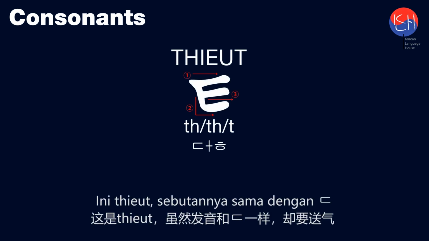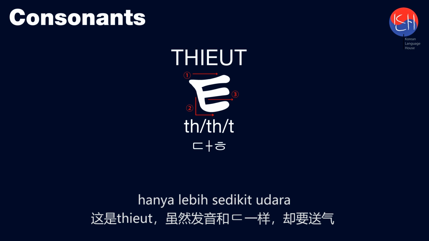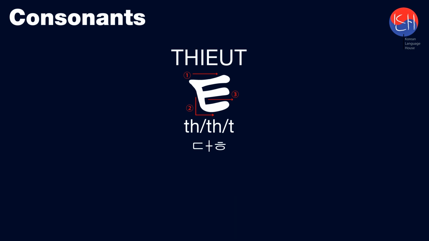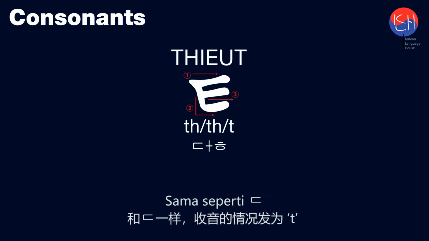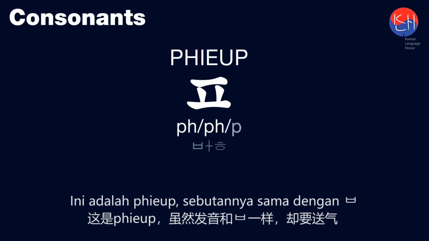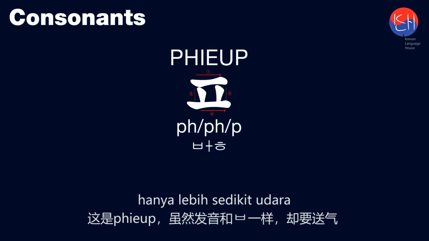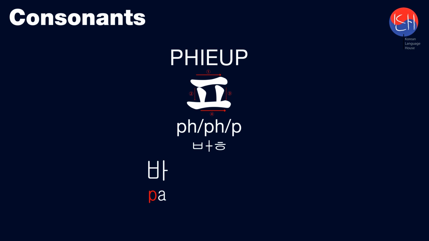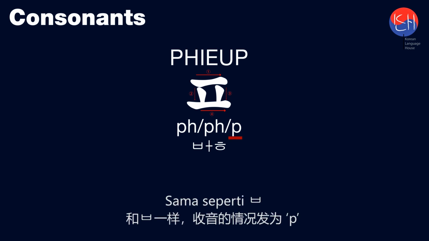This one is called tiet. It's the aspirated version of tigut. Ta, da, ta. Like tigut, it takes on the t sound when it's an ending consonant. This one is called piep. It's the aspirated version of piep. Pa, ba, pa. Like piep, it takes on the p sound when it's an ending consonant.